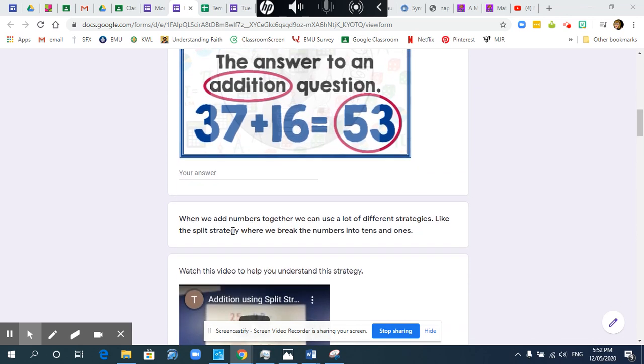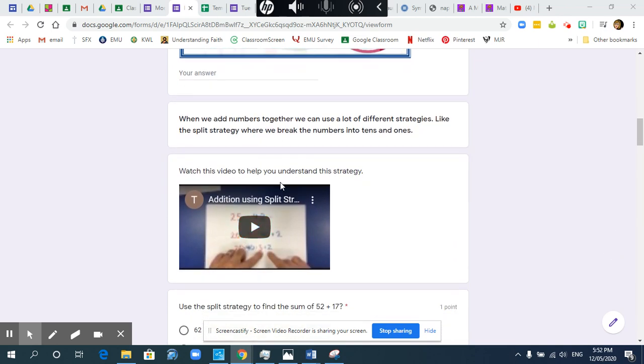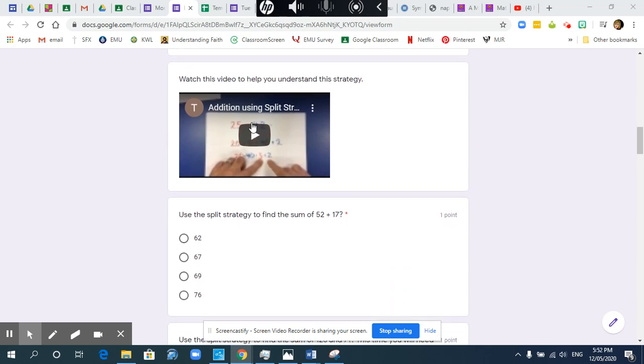When we add numbers together, we can use a lot of different strategies, like the split strategy, where we break the numbers into tens and ones. Now, you've probably looked at the split strategy before, but I'd like you to watch this video to show you and to refresh your memory on the split strategy. Remember, you can watch these videos as often as you like by clicking in the bottom right-hand corner to go to YouTube to view it. You need to use the split strategy that you've seen on this video to answer this question.